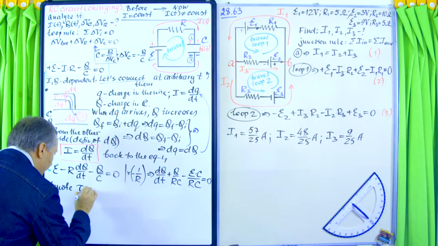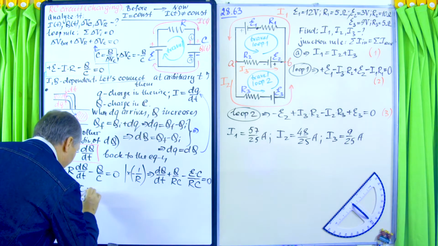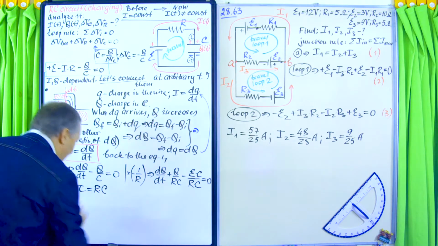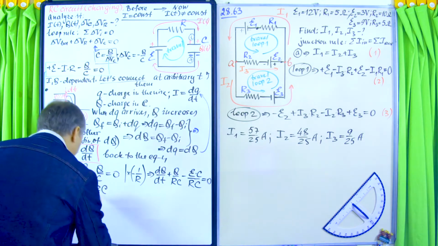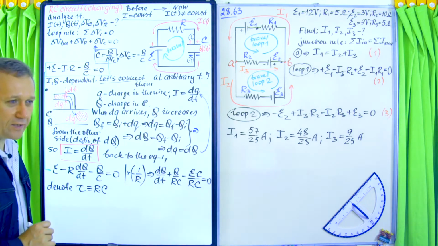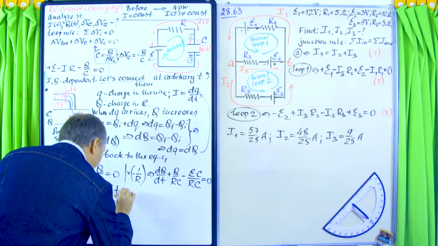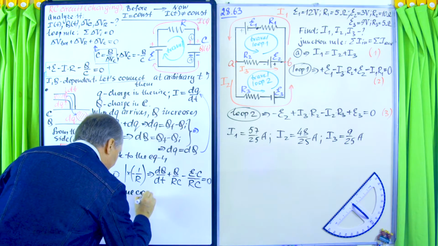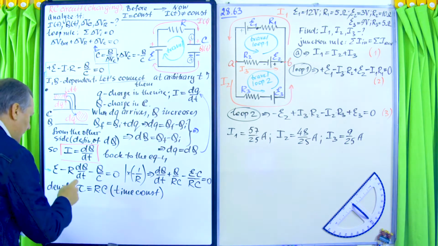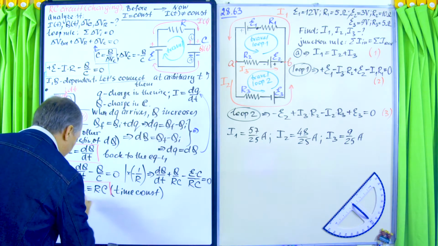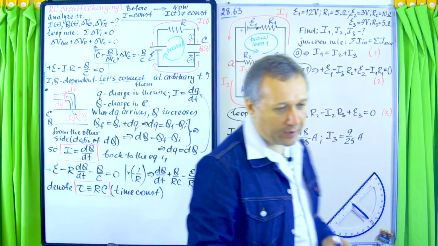Denote tau equals RC. It's called the time constant, or RC time constant. Let me put three lines, basically by definition. And of course it has to be framed, because it's one of the most important parameters when you play with an RC circuit.